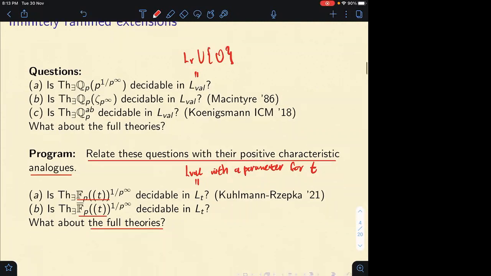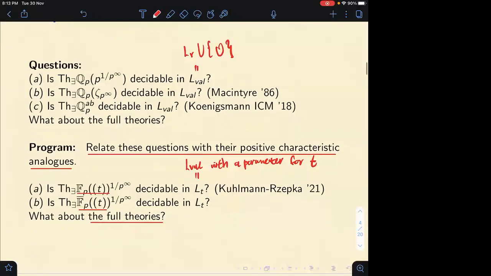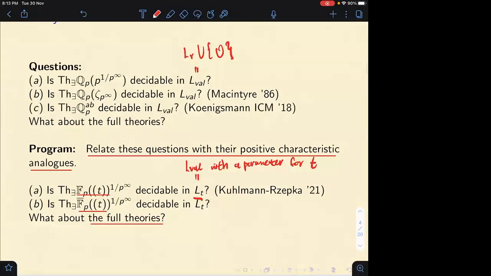Okay, but what's important, and let me emphasize this, is that on the characteristic P side, you include a constant for the element T. This will be really crucial. So it's good actually that this was mentioned now. Okay, we will see how this comes up later.